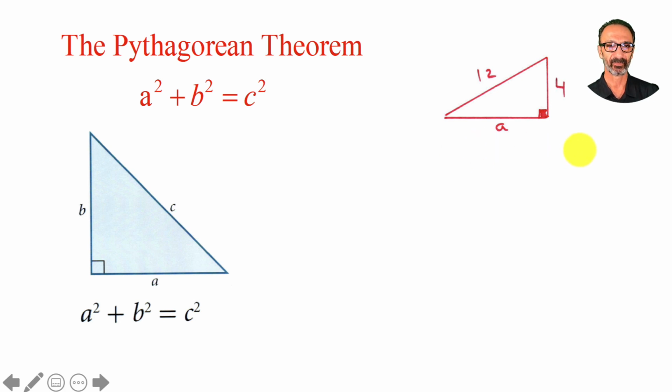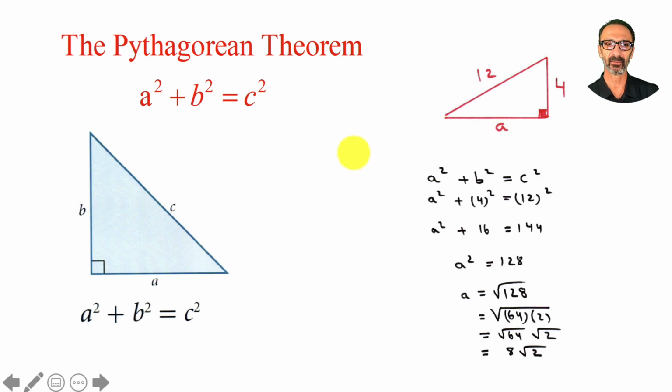As an example, one of the legs is 4. The other leg is missing. It's being called a now. And the hypotenuse is 12. To solve for a, what you need to do is just use the formula, some algebra skills, and finish it. Let's take a look. a squared plus b squared equals c squared. So I have a squared missing plus b squared, which is 4 squared, equals 12 squared. 4 squared is 16, 12 squared is 144. Subtract 16 from both sides, I got 128.